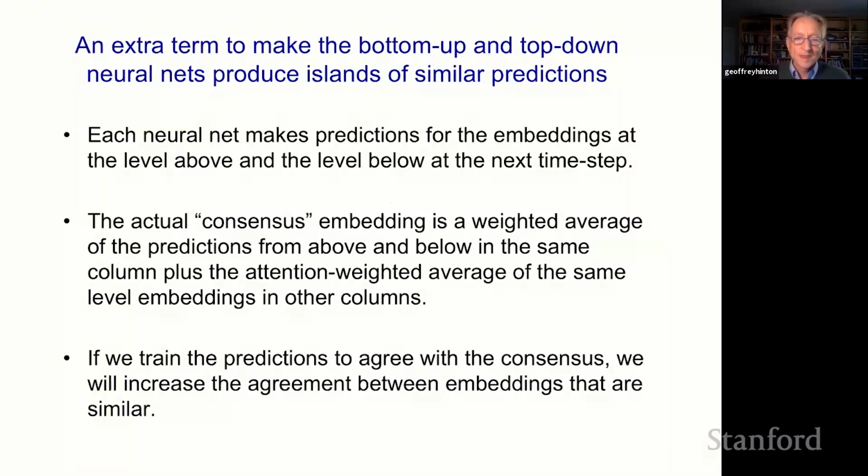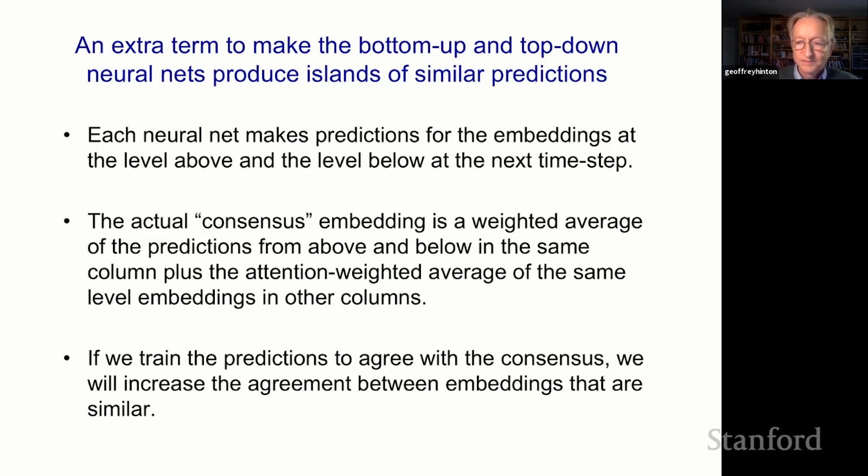So if you think how at the next time step an embedding is determined, it's determined by combining a whole bunch of different factors. What was going on at the previous time step at this level of representation in this location? What was going on at the previous time step in this location, but at the next level down, at the next level up, and also what was going on at the previous time step at nearby locations at the same level. And the weighted average of all those things I'll call the consensus embedding, and that's what you use for the next embedding.